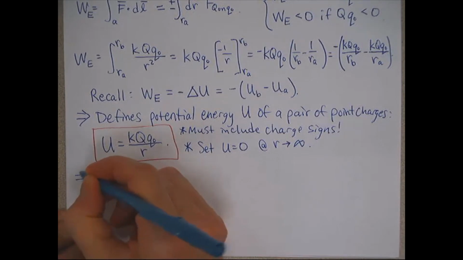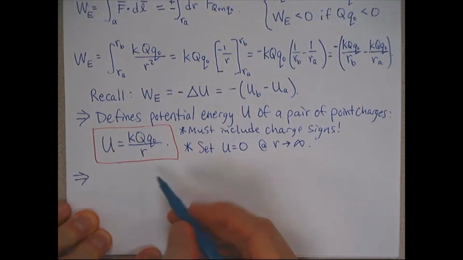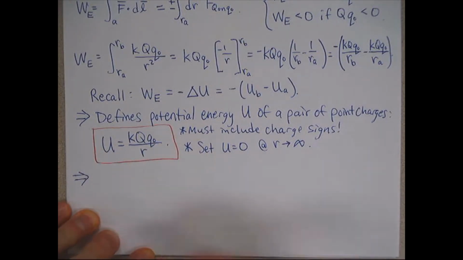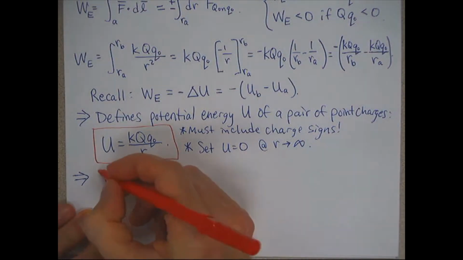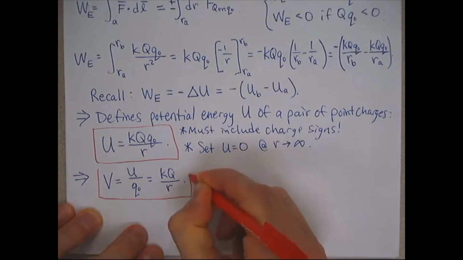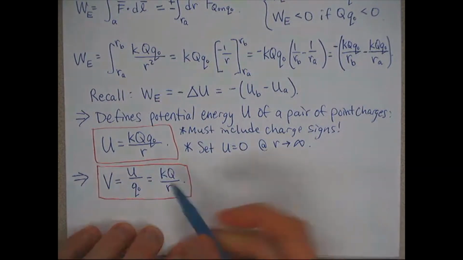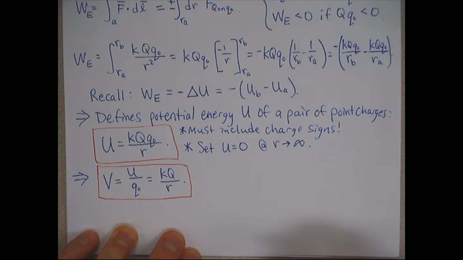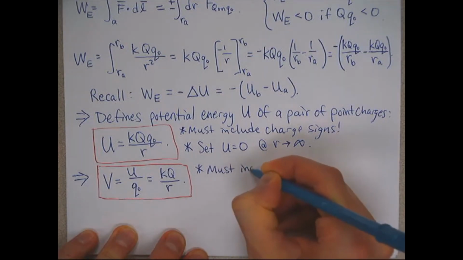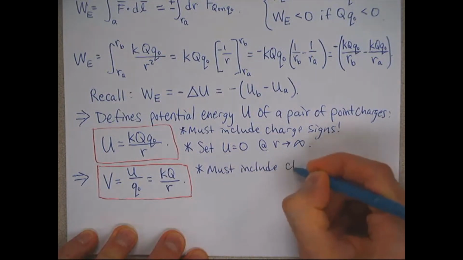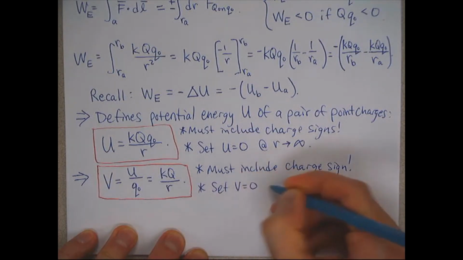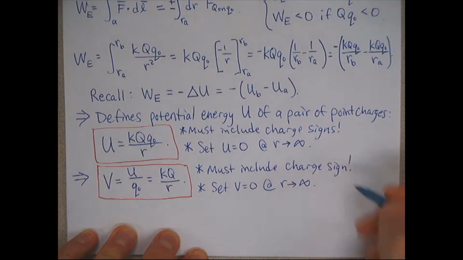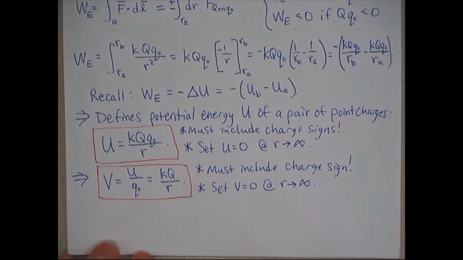Well, we've already defined voltage as potential energy per unit charge. So this procedure essentially derived for us the voltage of a single point charge, capital Q. Again, you must include the charge sign, and we'll set our reference point of voltage, just like we did with potential energy. Here, when you go far away from the point charge, the voltage should be 0.